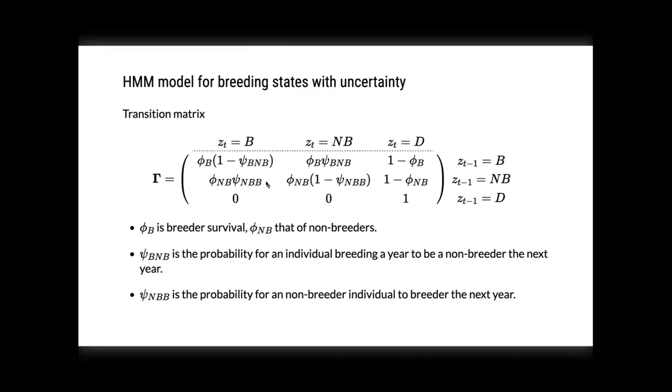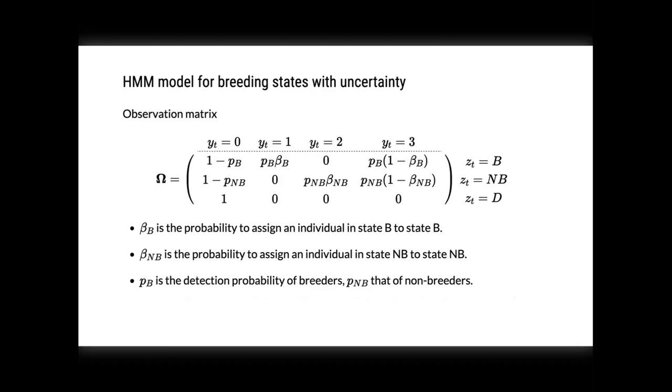The main difference between multi-state and multivariate models is here in the observation parameters, in the observation matrix. We introduce two new parameters, beta B, which is the probability to assign an individual in state B to state B, so to correctly classify an individual, and beta NB, the probability to assign an individual in state NB to state NB, the probability of correctly classifying a non-breeder individual. And PB is the detection probability of breeders, and PNB the probability of detection for non-breeders. So we have these two new parameters, beta B and beta NB, for correctly classifying breeder individuals and non-breeder individuals.